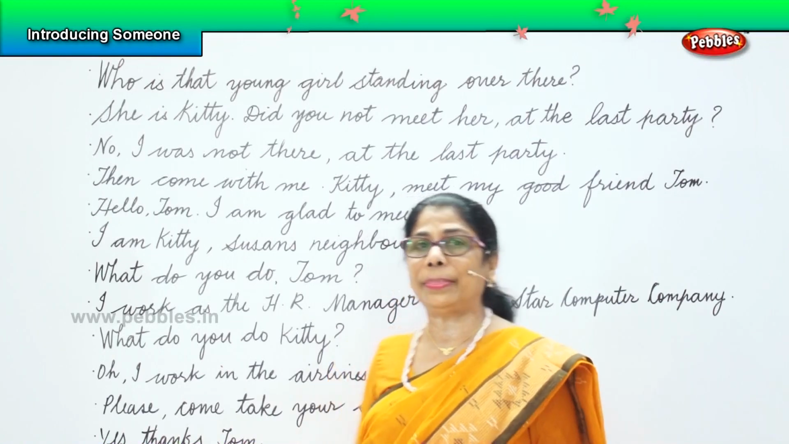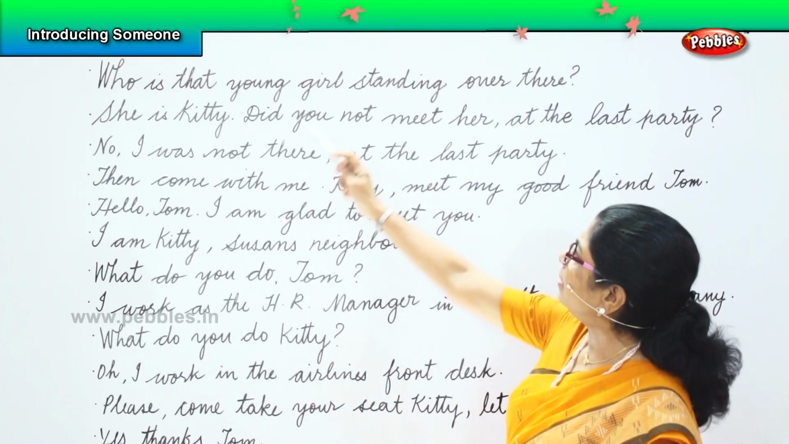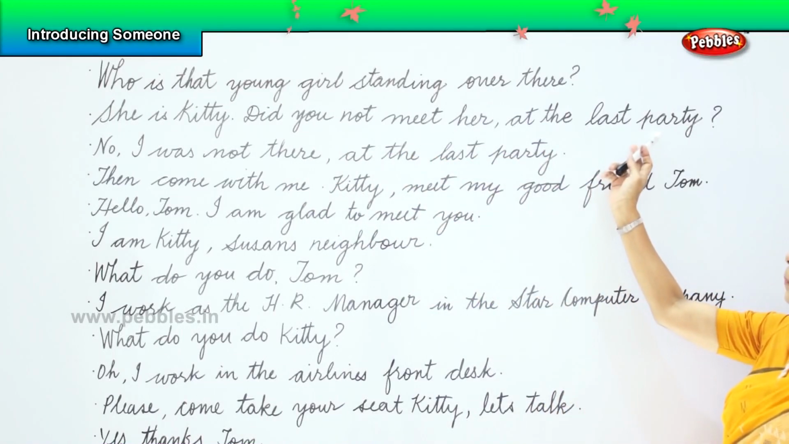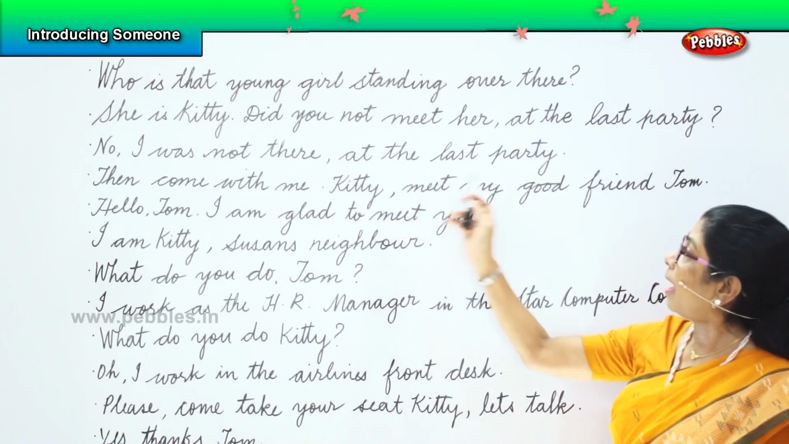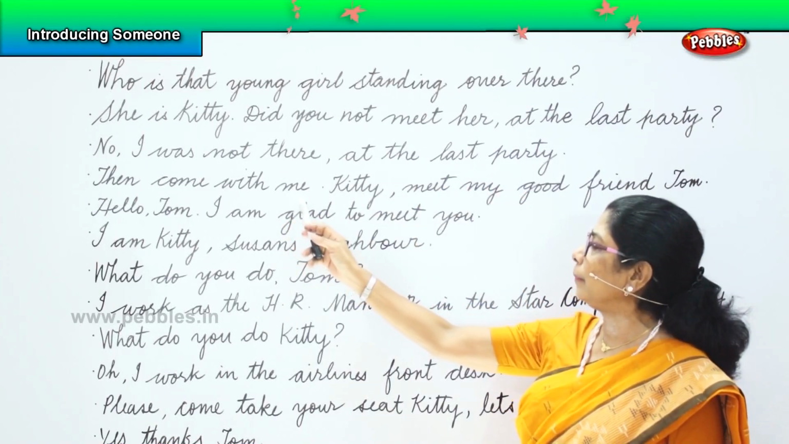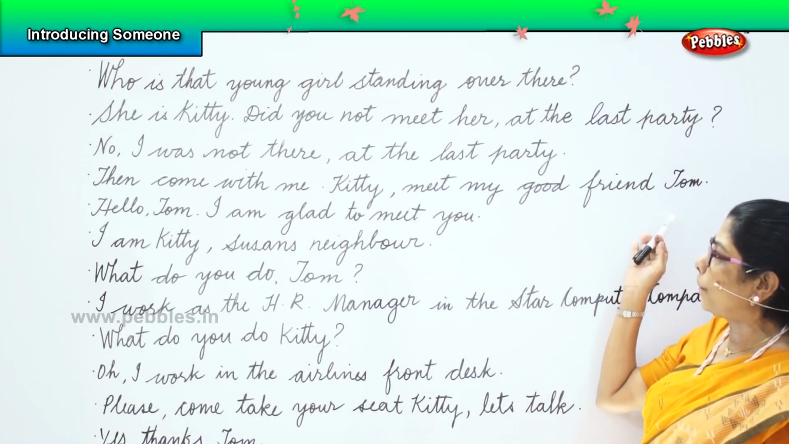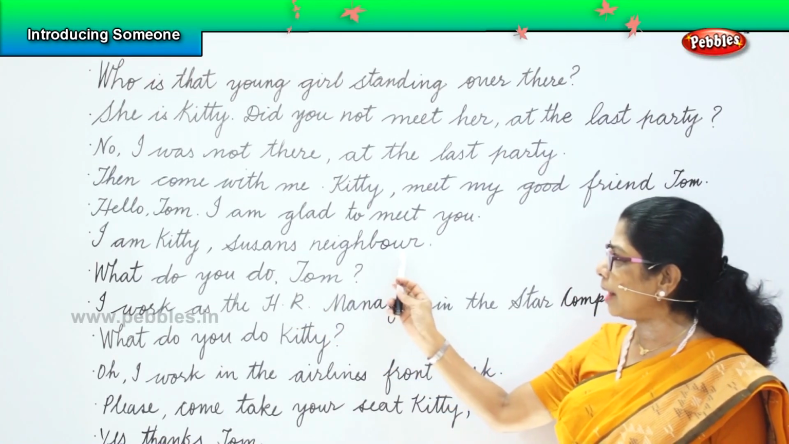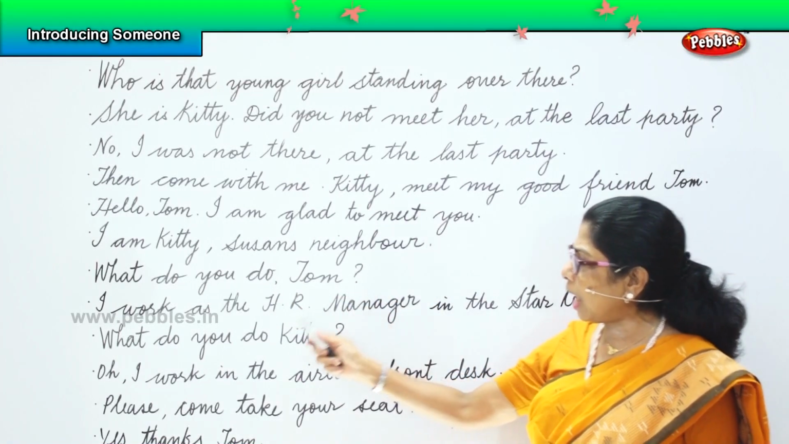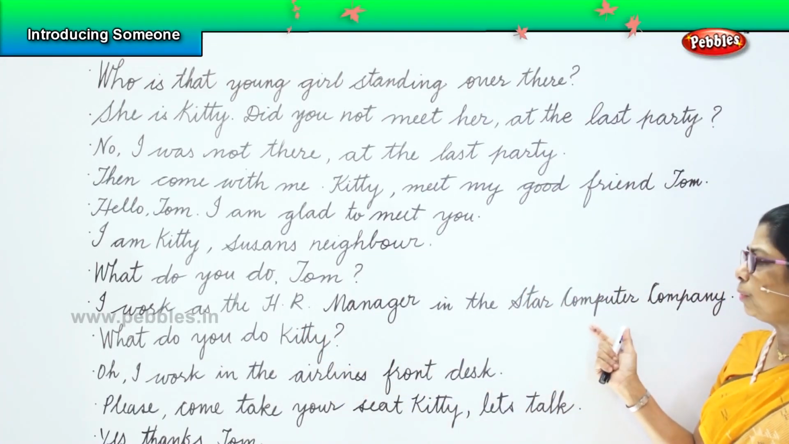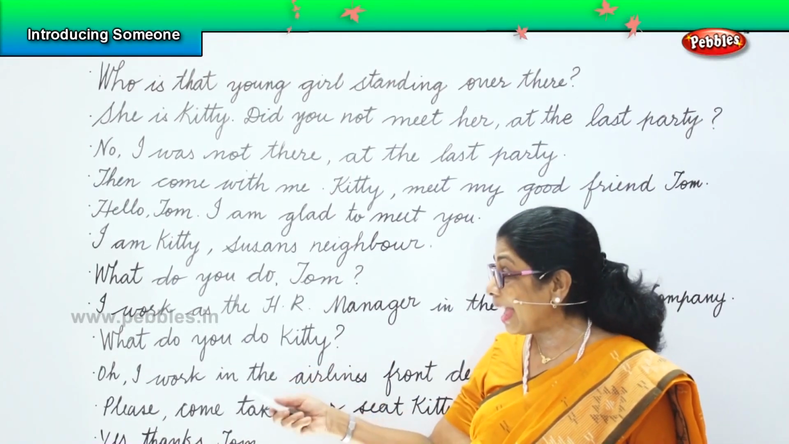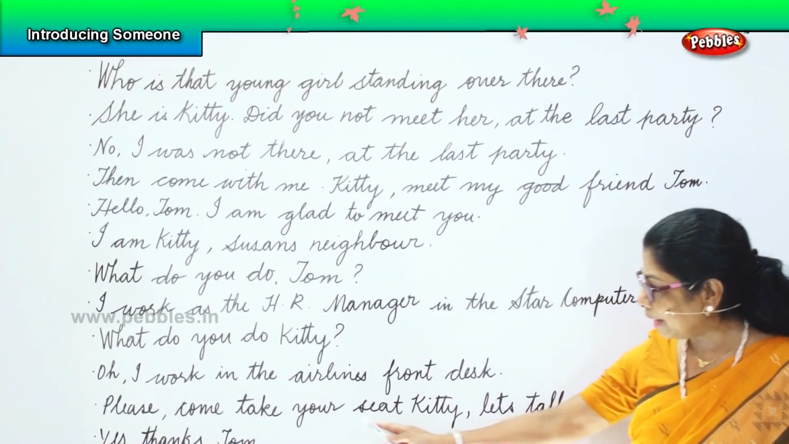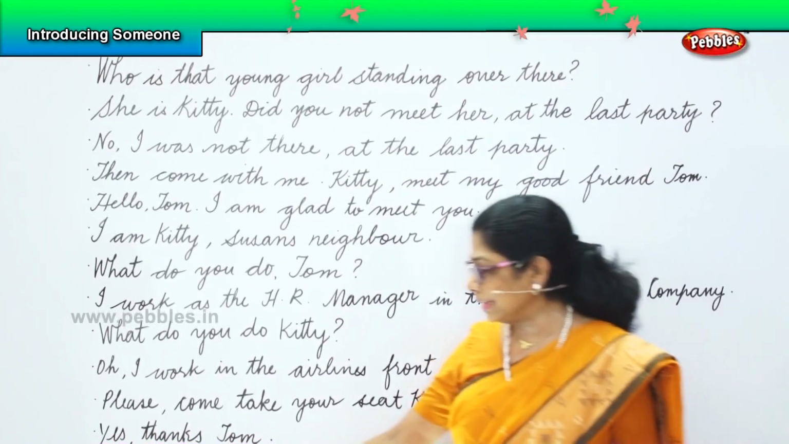Let us read together what I have here. Who is that young girl standing over there? She's Kitty. Did you not meet her at the last party? No, I was not there at the last party. Then come with me. Kitty, meet my good friend Tom. Hello, Tom. I'm glad to meet you. I am Kitty, Susan's neighbor. What do you do, Tom? I work as the HR manager in the Star Computer Company. What do you do, Kitty? Oh, I work in the airline's front desk. Please, come, take your seat, Kitty. Let's talk. Yes, thanks, Tom.